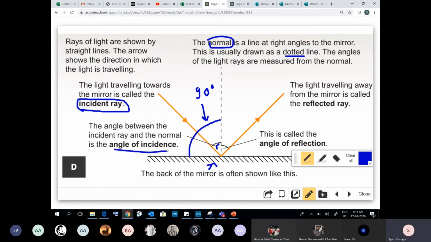This one here: angle of incidence. And you should know how we measure angles. Now, the angle of reflection. This is the reflected ray. It's the light traveling away from the mirror. How do we know it's away? Because look at this arrow here. And this angle here is called the angle of, you guessed it, reflection. Right?